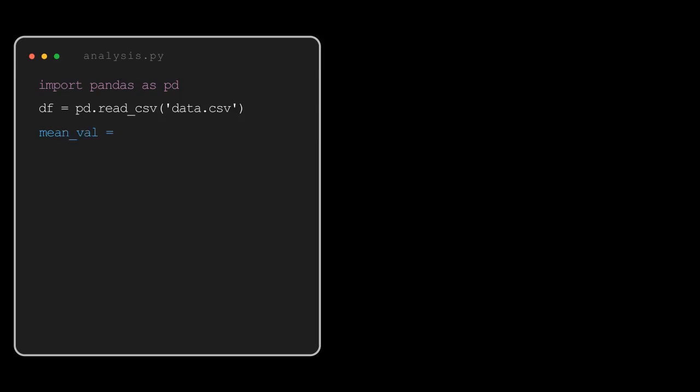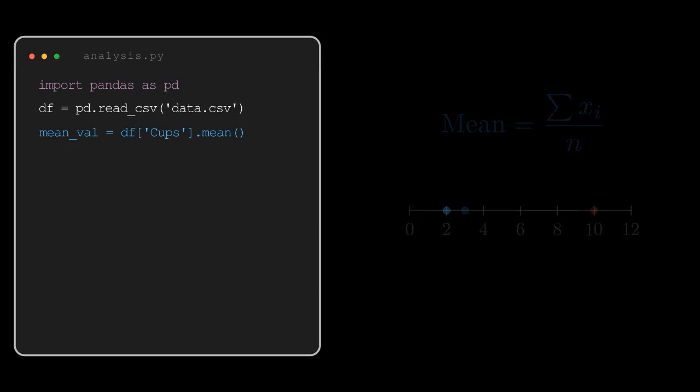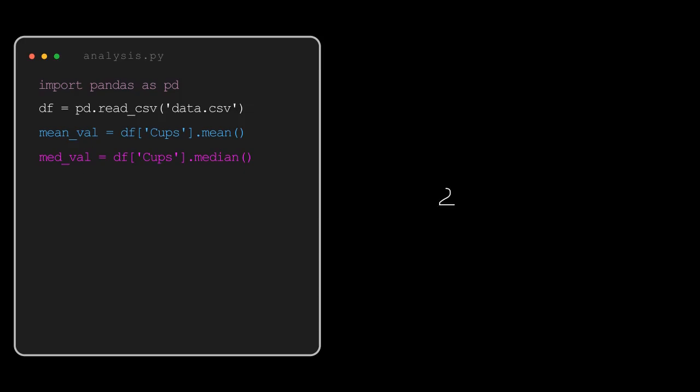First, let's talk about the mean, or the arithmetic average. It is calculated by summing all values and dividing by the total count. In Pandas, this is as simple as calling the .mean method on a column. While the mean is great for symmetrical data, it is highly sensitive to outliers, extreme values that can pull the average away from the typical result.